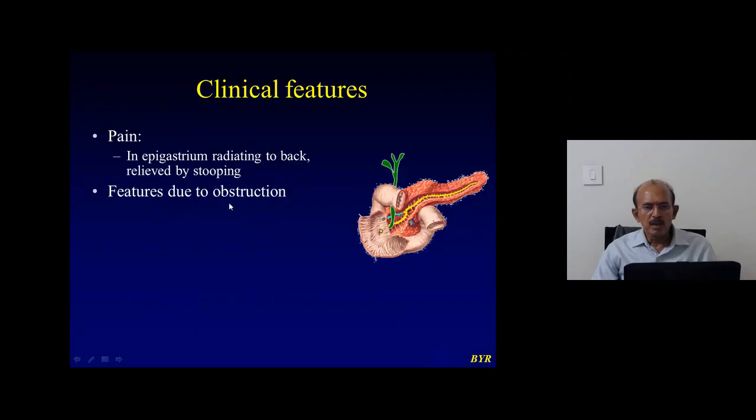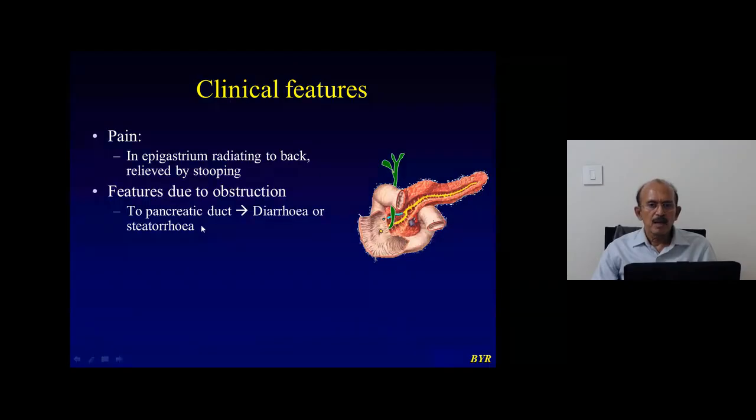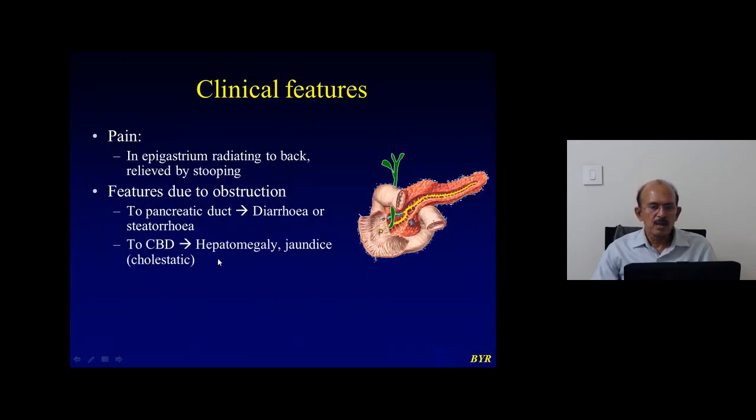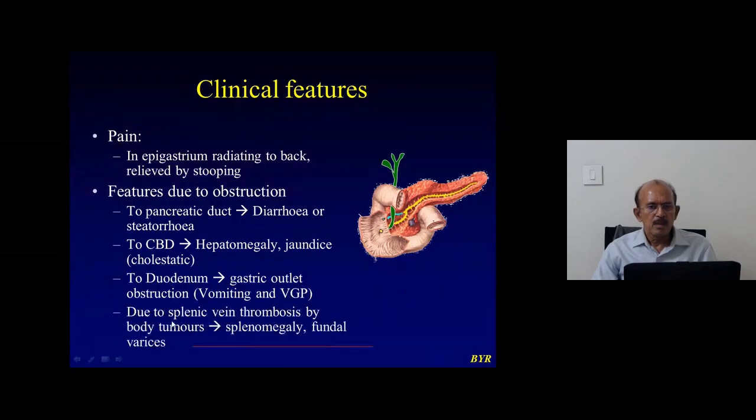And the tumor may infiltrate the surrounding viscera and may cause obstruction. It may infiltrate the pancreatic duct, producing diarrhea or steatorrhea because of exocrine deficiency. It may infiltrate the common bile duct, producing hepatomegaly and jaundice. It may infiltrate the duodenum, producing gastric outlet obstruction with vomiting and visible gastric peristalsis. It may infiltrate the splenic vein, producing splenic vein thrombosis, splenomegaly and fundal varices.